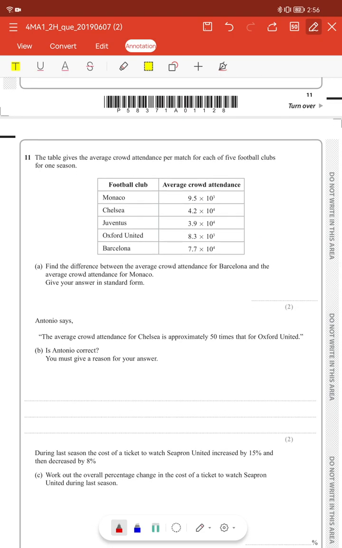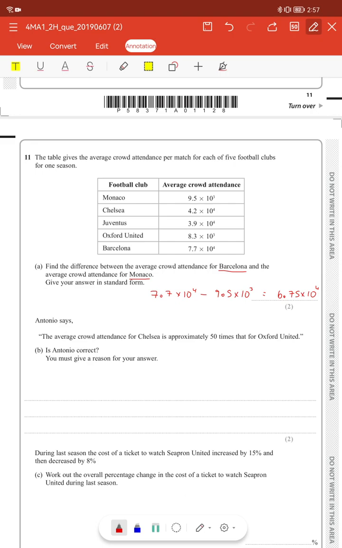Find the difference between the average crowd attendance for Barcelona and the average crowd attendance for Monaco. So we just need to do 7.7 times 10 to the power of 4 minus 9.5 times 10 to the power of 3. And that would give us an answer of 67,500, which would be 6.75 times 10 to the power of 4.